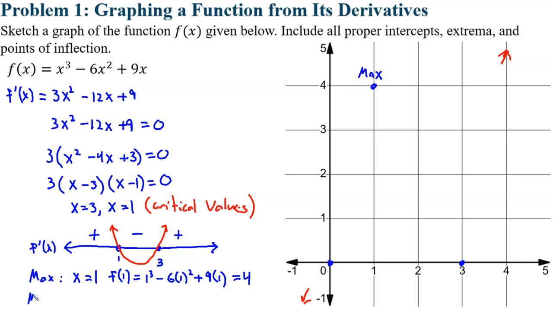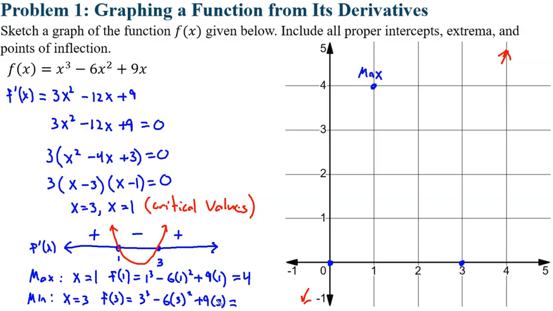And then by the same reasoning, we know we're going to have a minimum at x equals 3, because my derivative switches from negative to positive, my graph is going from decreasing to increasing. And that y value is going to be f of 3, which would just be 3 to the third minus 6 times 3 squared plus 9 times 3.